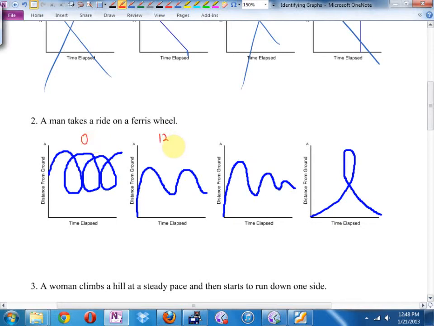Who says the third graph? 0. Who says the fourth graph? 1, 2, 3, 4. Okay, I'm going to keep track of who's not voting next time, and I'm on you. You better vote next time, because only 16 of you voted.